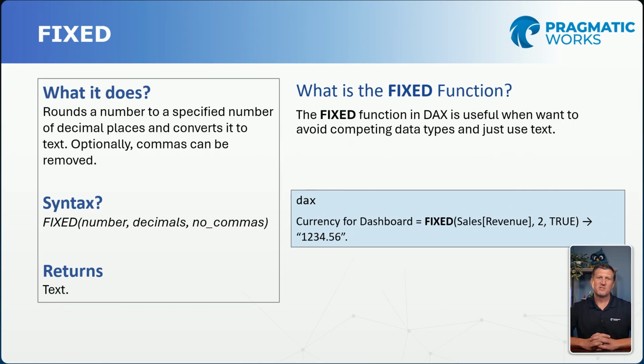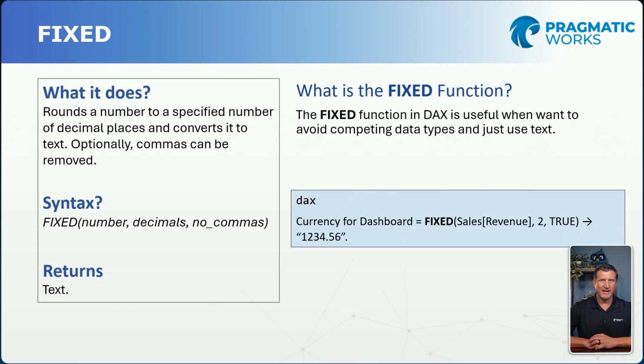The FIXED function is useful when you want to avoid competing data types and just use text. In a real-world scenario, perhaps you want to display dashboard tiles where you want a clean representation of financials without formatting inconsistencies, such as aligning with fixed width columns in an exported report. In other words, you're telling Power BI, just give me the text format, not the decimal or currency format, and we're hard coding in that number of decimal places. So let's head over to our Power BI report and use the FIXED function.